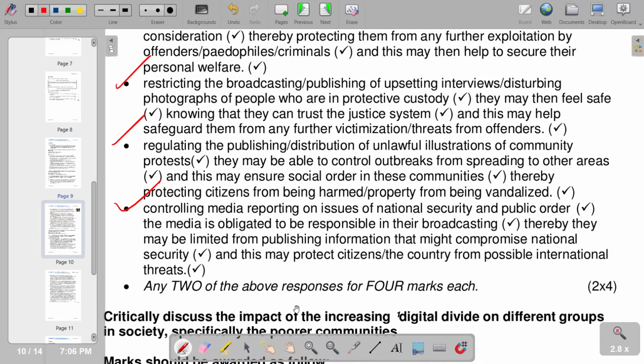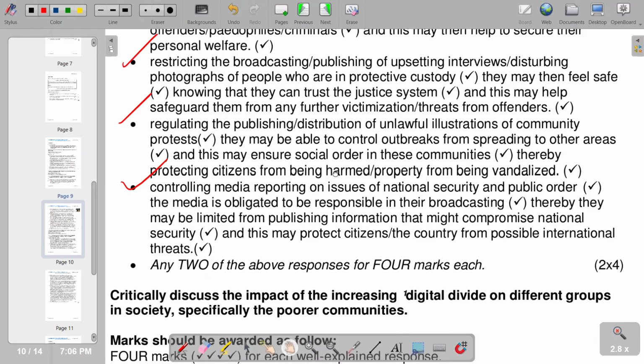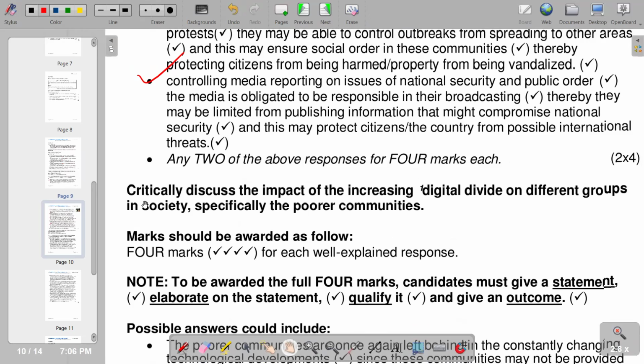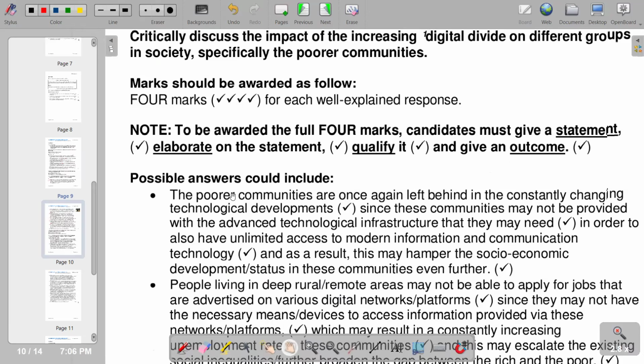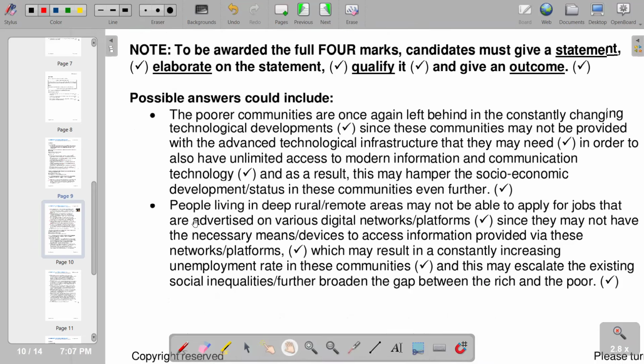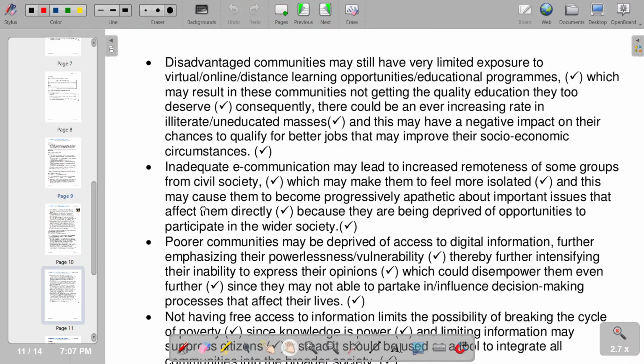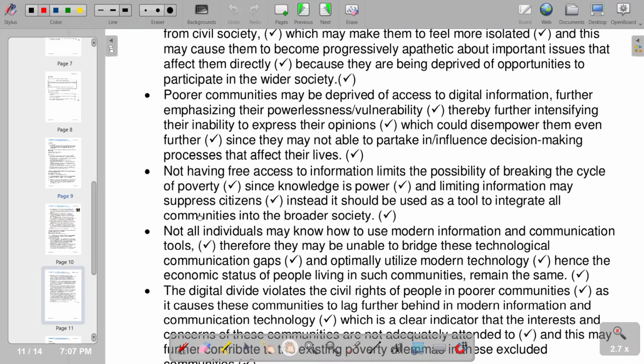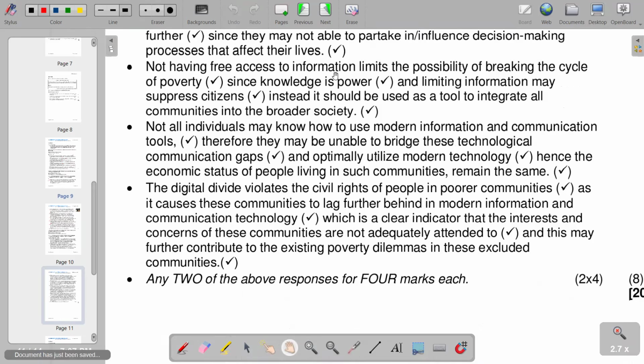So in terms of the next part, it is critically discuss the impact of the increasing digital divide on different groups of society, specifically the poorer communities. So possible answers could be: the poorer communities are once again left behind in the constantly changing technological developments, since these communities may not be provided with the advanced technological infrastructure that they may need in order to also have unlimited access to modern information and communication technology. And as a result, this may hamper the social economic development or status in these communities even further. So we have other points also that we can include in terms of that part as we go down. And this marks the end of our question 5.